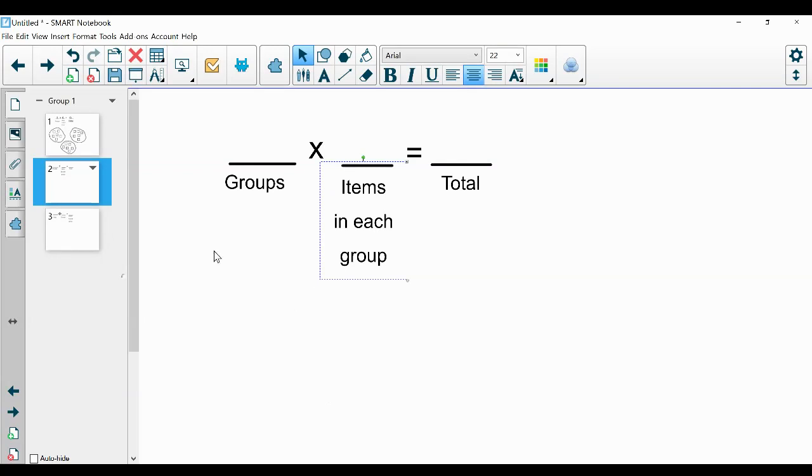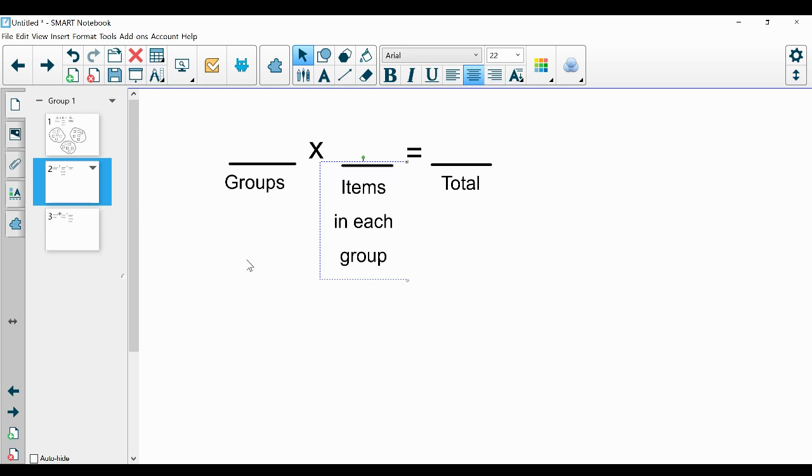Okay, so we're going to work on groups and items in each group. When your adult goes to the grocery store, they buy items. They buy a loaf of bread, they buy milk, they buy eggs. They put those items into bags, grocery bags. That is your group. So if you think of groups as the grocery bag, and the items in each group as the things in the grocery bag, that will help you understand groups and items.